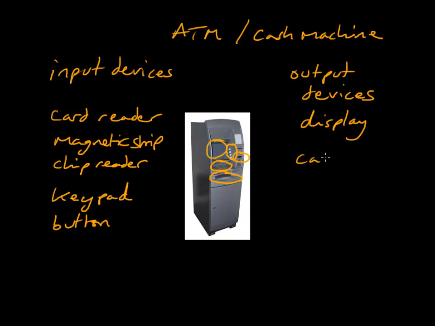So this will be a cash dispenser, which will probably contain some actuators to make it work. And we've also got a small printer for printing receipts. So a fairly simple device. We can see that we've got several ways of inputting to it and several ways of outputting from it.